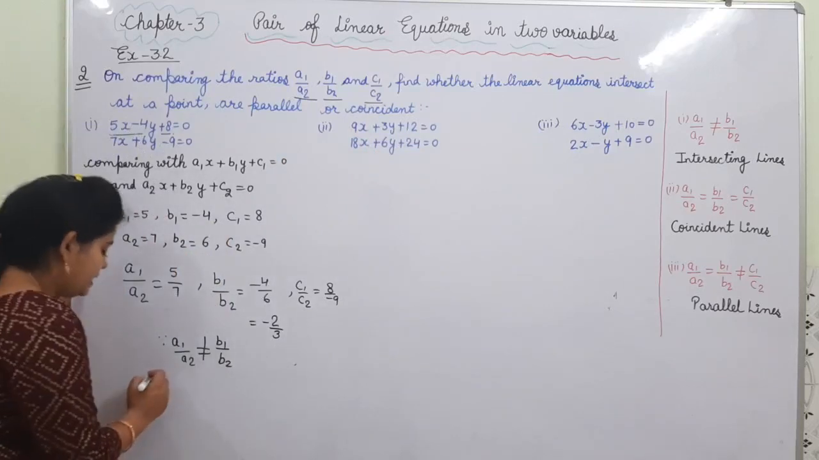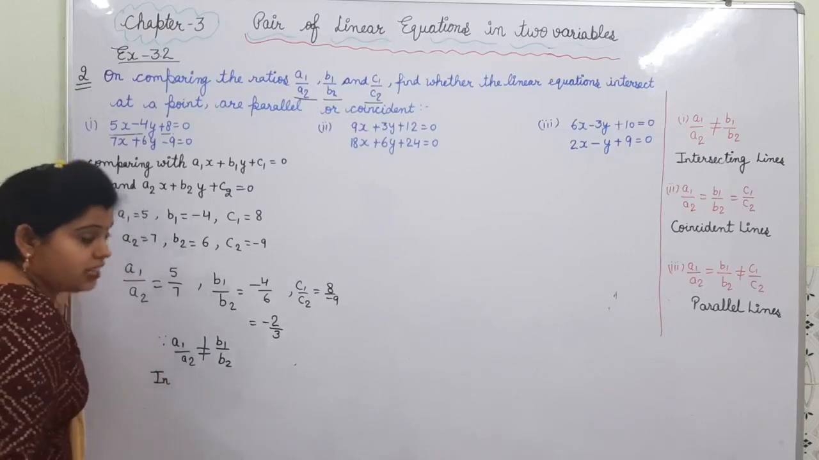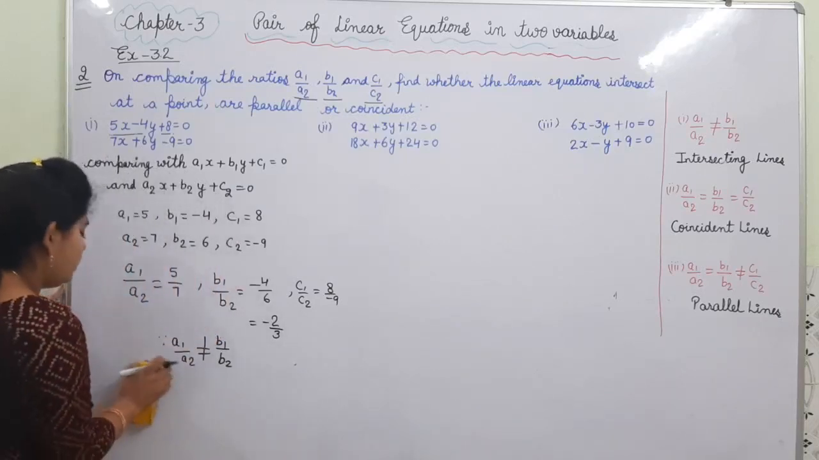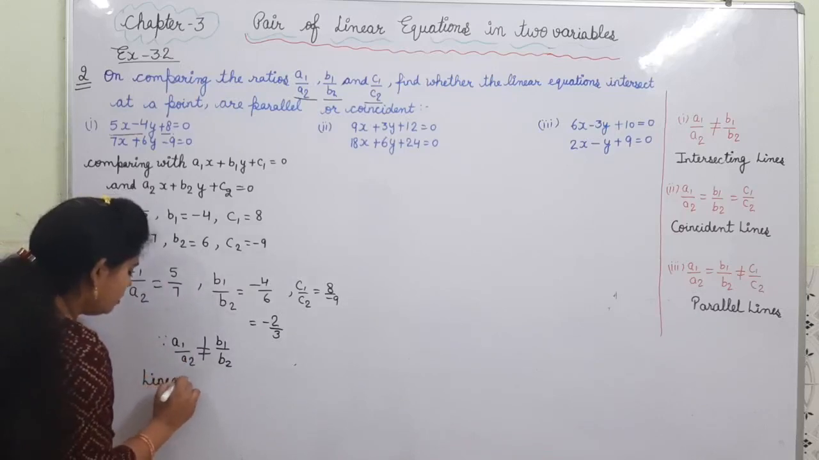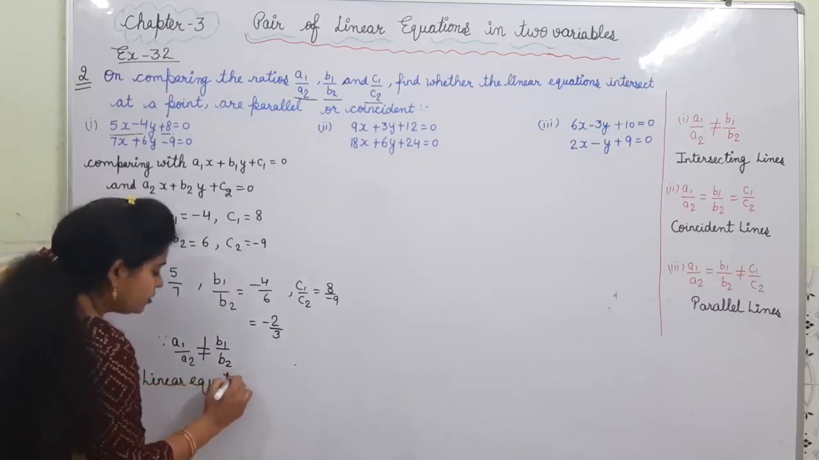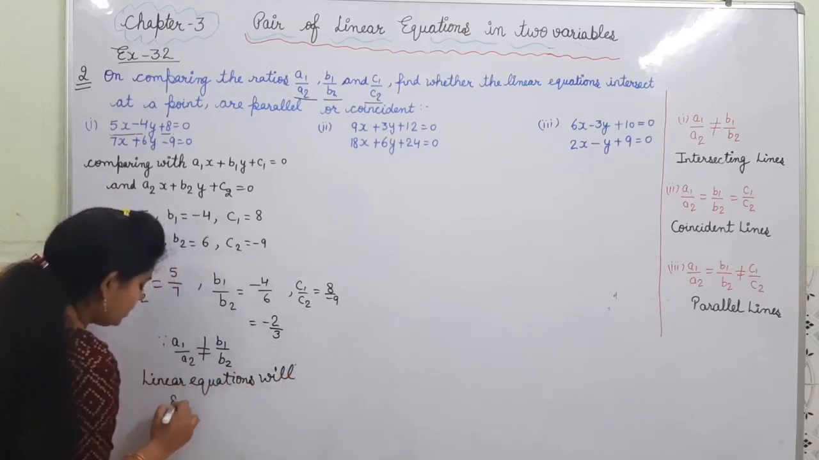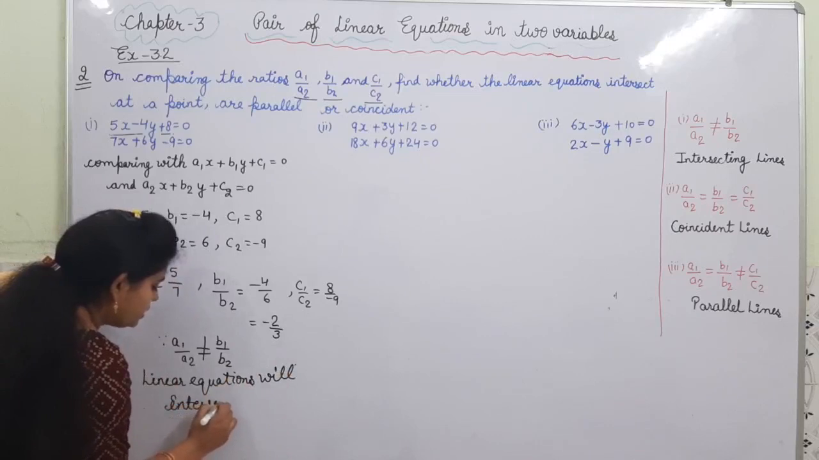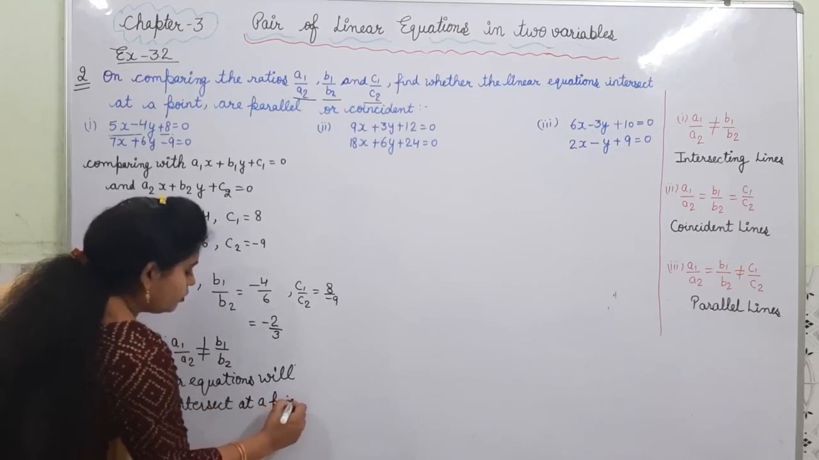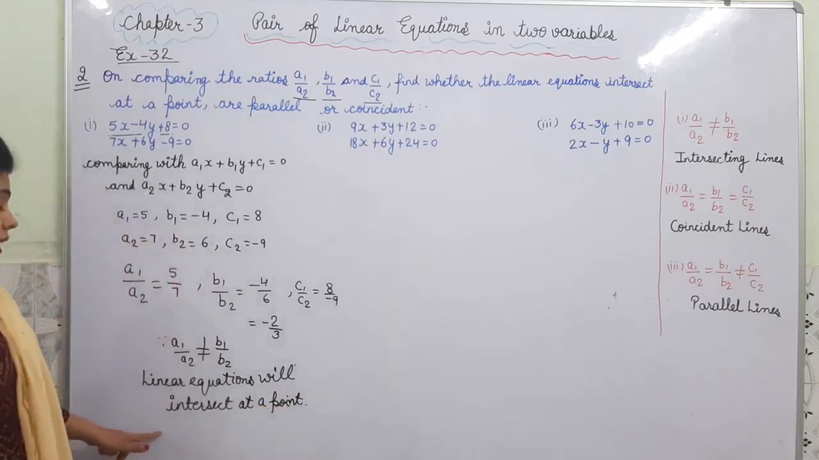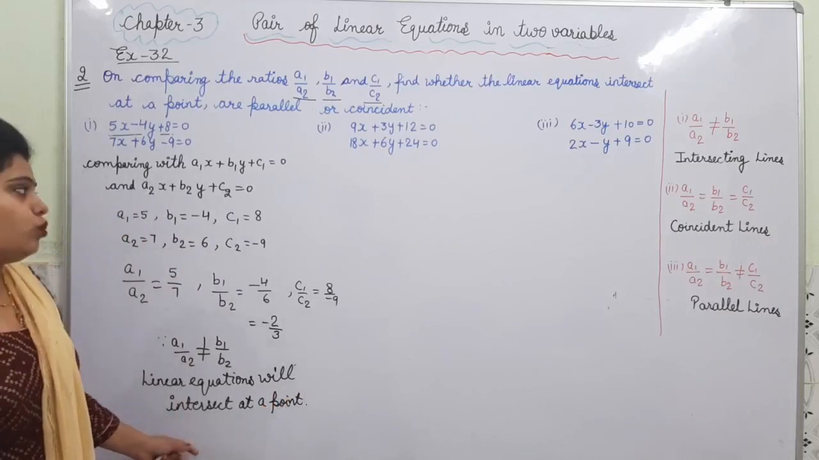It means the lines will, so what we will write, the linear equations will intersect at a point. So in the first case we are getting intersecting lines. These lines are intersecting at one point.